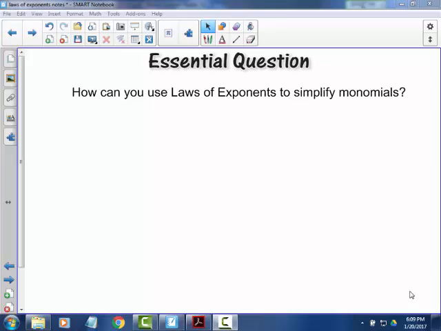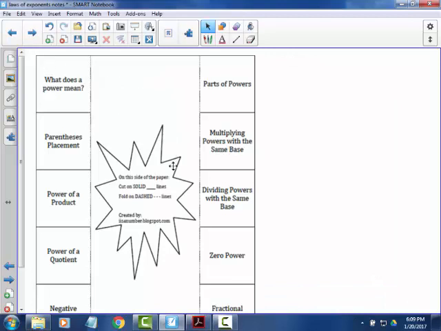Okay, so for this week our question is, how can you use laws of exponents to simplify monomials? And the answer is, there are a lot of ways you can use the laws of exponents to simplify monomials. So for today, take a look at all the rules that we have. And we're gonna make a foldable today.